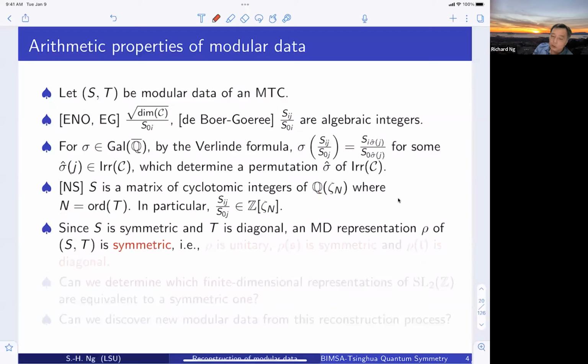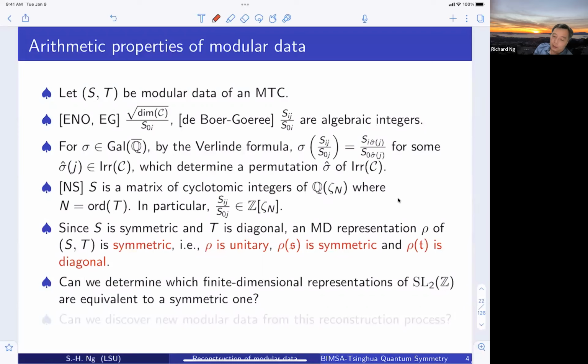Another property is automatic: the S matrix is symmetric and T is diagonal. So when you rescale it to get a representation, the representation is also symmetric in the following sense. The MTC representation rho is unitary, as proved in Eholzer's paper, and the symmetry is obvious because you just rescale the S matrix of the modular data, and a rescaled diagonal matrix is still diagonal. So we call this type of representation of SL2(C) symmetric.